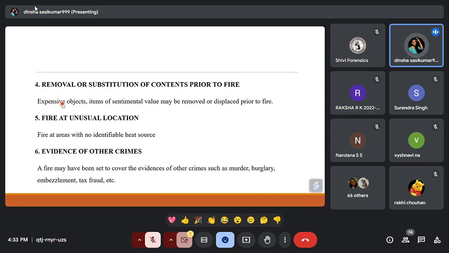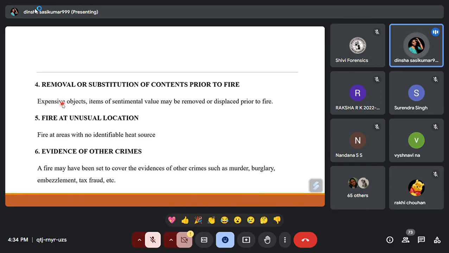There's a chance of removing wedding or family photo albums or any kind of jewelry, television, VCR, CD players from the room. If these kinds of expensive objects or items of sentimental value have been removed from the room, then it suggests incendiarism. The fifth one is fire at unusual location.